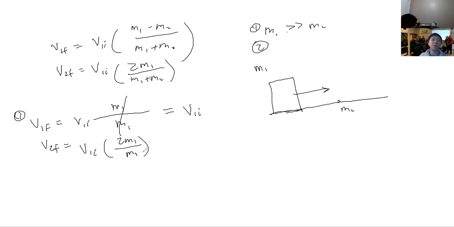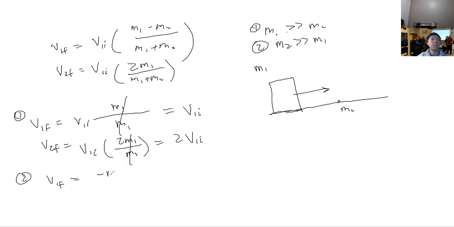What about V2F? This becomes V1I times 2M1 over M1, because we can approximate out the M2. These cancel out, and this is actually equal to 2V1I. Now, this doesn't make immediate sense, but it's an interesting result. It's also reasonable because it's going to be faster, since it got a lot of momentum. Okay, case two: M2 is twice as fast. I'd still say that's a bit faster.